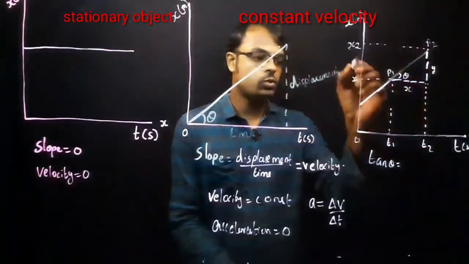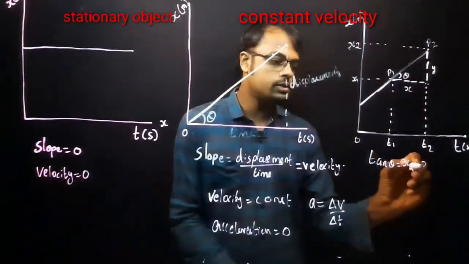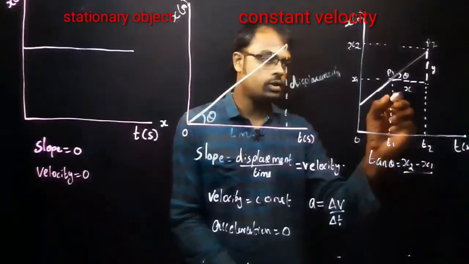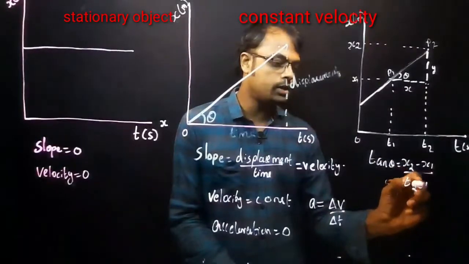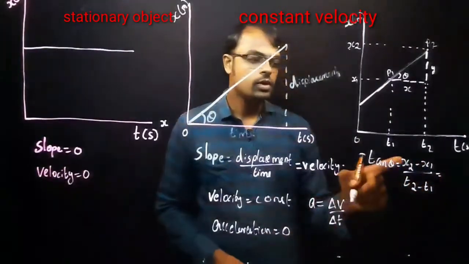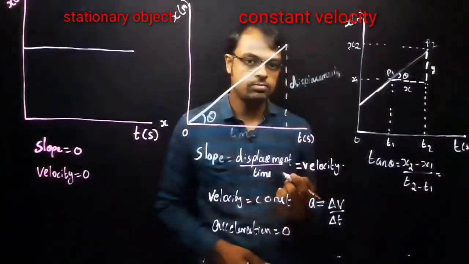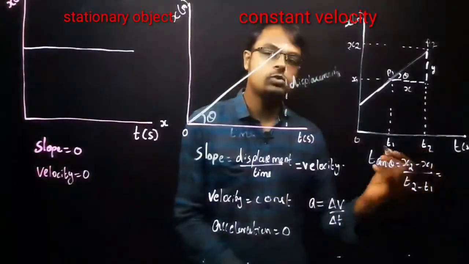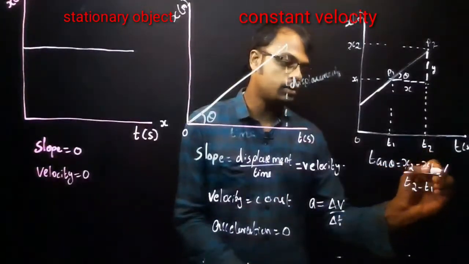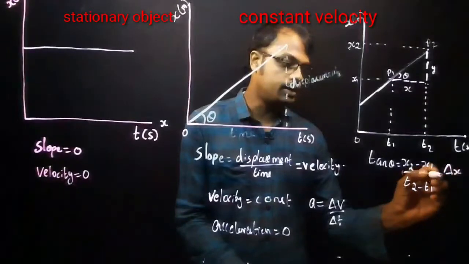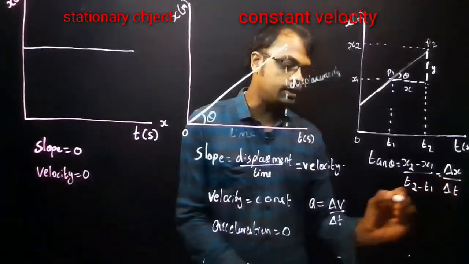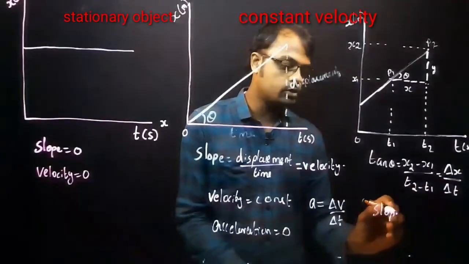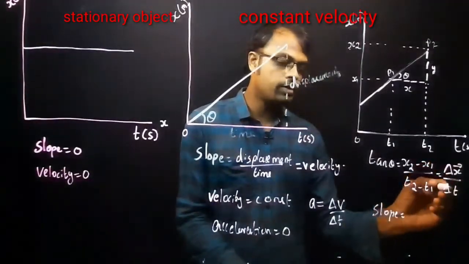So along the y-axis, x2 minus x1, divided by what is along the adjacent side here, that is T2 minus T1. What is x2 minus x1? Final position minus initial position. That is equal to what? Displacement. So I can write it as delta x divided by the time interval, which we can write as delta t. So the slope of this graph is equal to displacement divided by time taken.